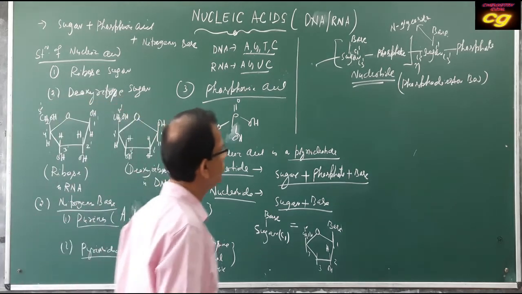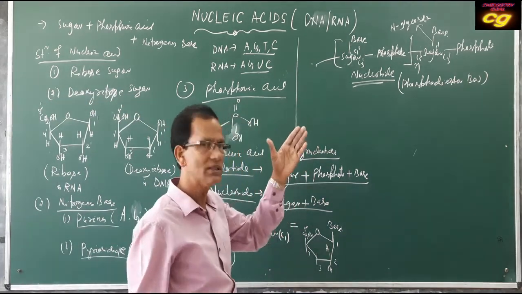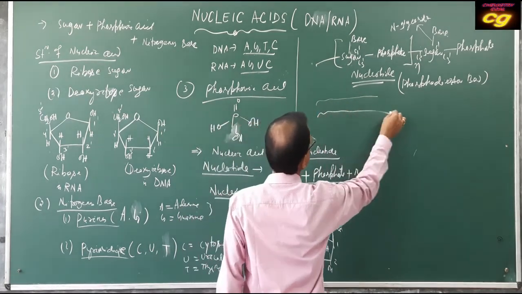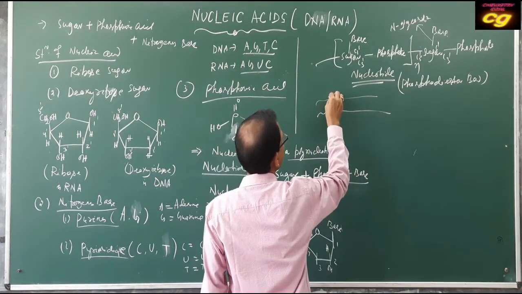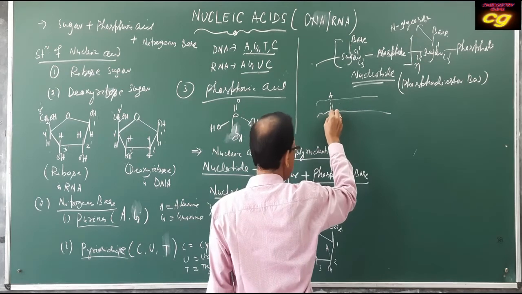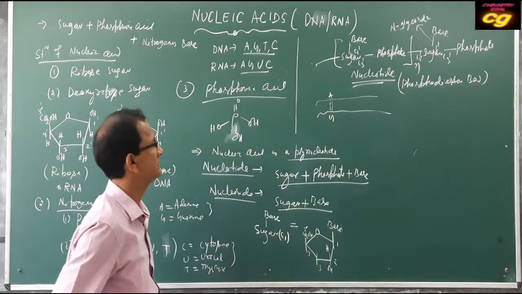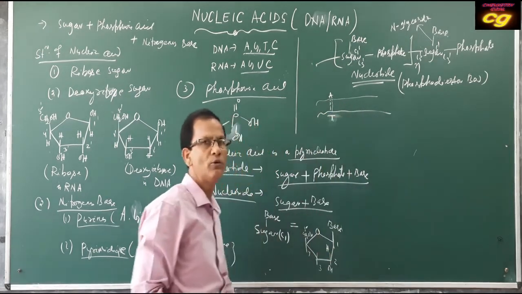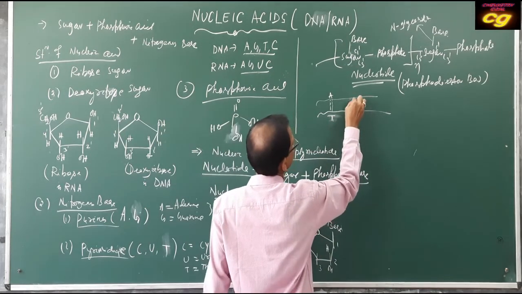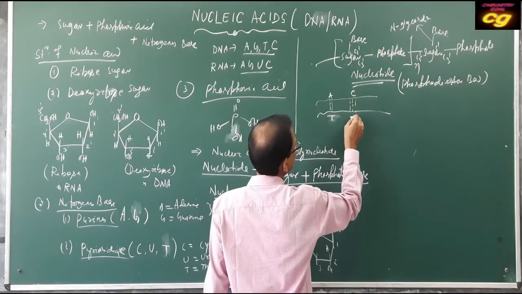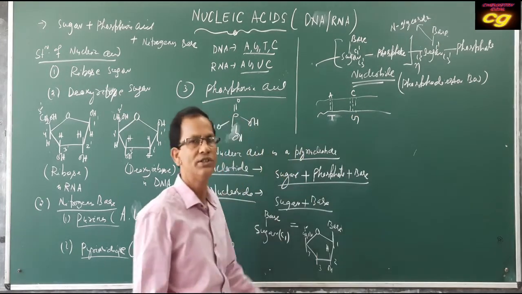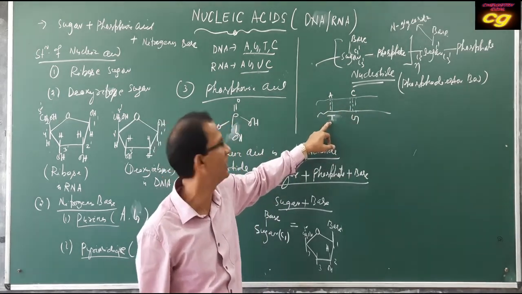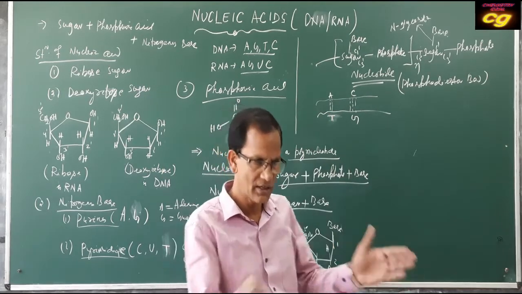Then one chain of nucleic acid is attached to another chain. Suppose this is a nucleic acid chain. Here what happens? Adenine pairs with thymine, and AT forms 2 hydrogen bonds. Cytosine pairs with guanine, and CG forms 3 hydrogen bonds. So the nucleic acid chains are linked to one another.